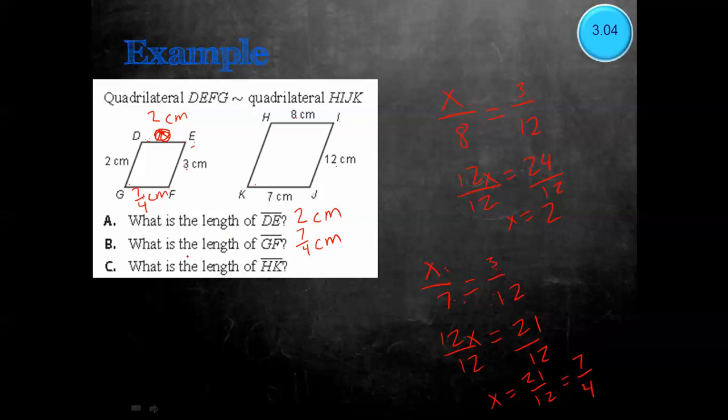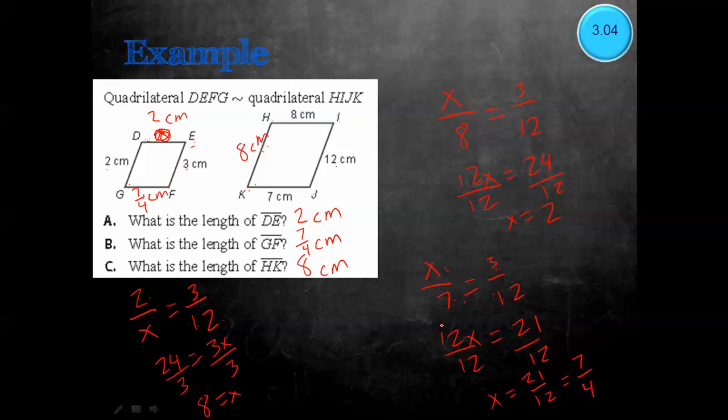And then the last one says, what is HK? All right, so again, if we look, we have 2 over here that matches, so now our x is going to be on the bottom. We're going to say 2 over x, and we're just going to continue using that 3 over 12. Multiply our means and our extremes. 12 times 2 is 24. 3 times x is 3x. Divide by 3, and x is going to equal 8. So HK is going to equal 8 centimeters.